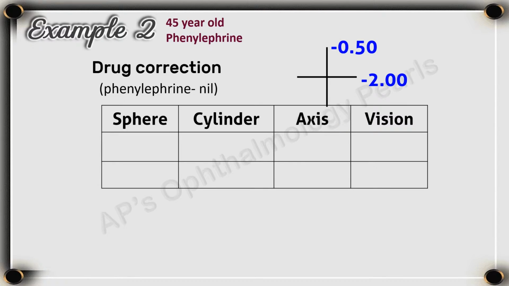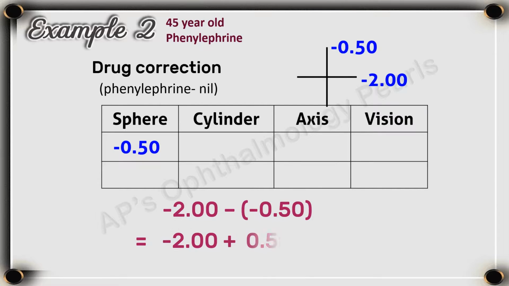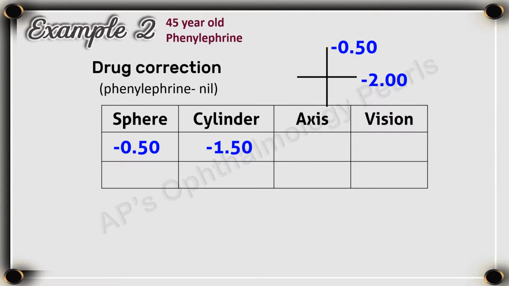So to write the prescription, the numerically smaller value is minus 0.5, so we shall take that as the sphere. To get cylinder from the other value, subtract the sphere. So minus 2 minus of minus 0.5, which is equal to minus 2 plus 0.5, which is equal to minus 1.5. We want this extra power in the horizontal meridian, so we shall place the axis at 90 and we shall write down the vision here.